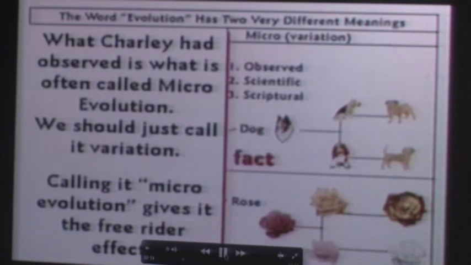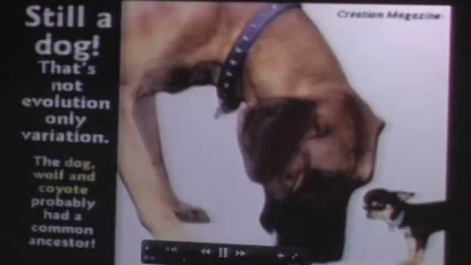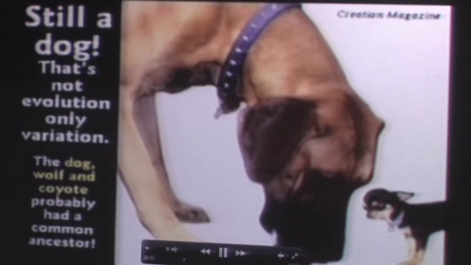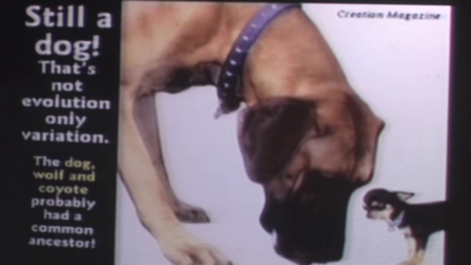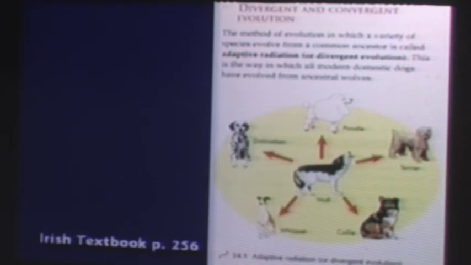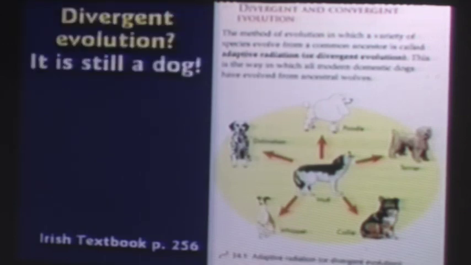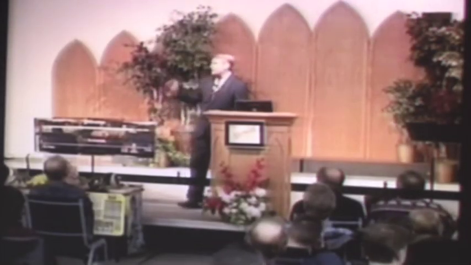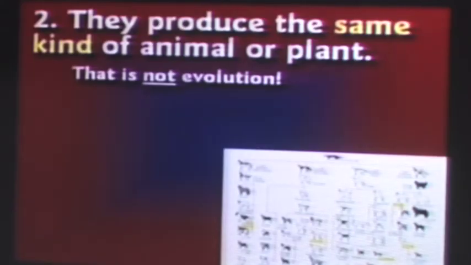It gives what's called a free rider effect to the rest of the 5 religious ideas of evolution. You might get a big dog or a little dog, but you're always going to get a dog when you crossbreed your dogs. And I would go so far as to say probably the dog, the wolf, and the coyote had a common ancestor. This Irish textbook shows different dogs and it calls it divergent evolution. Oh, come on, giving it a fancy name doesn't change a thing. It is still a dog. See, variations happen within the dog kind. You get a big dog or a little dog. That's not evolution. That's just a variation of the same kind, okay?